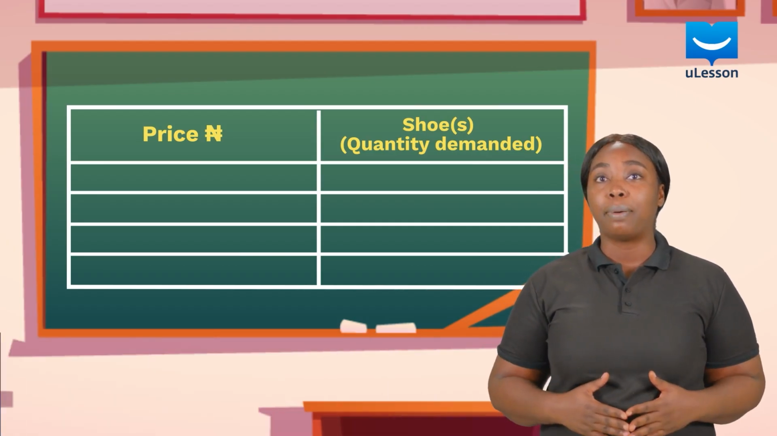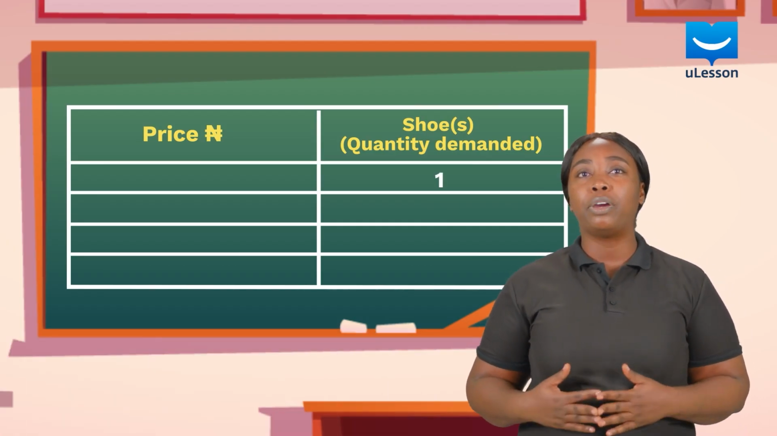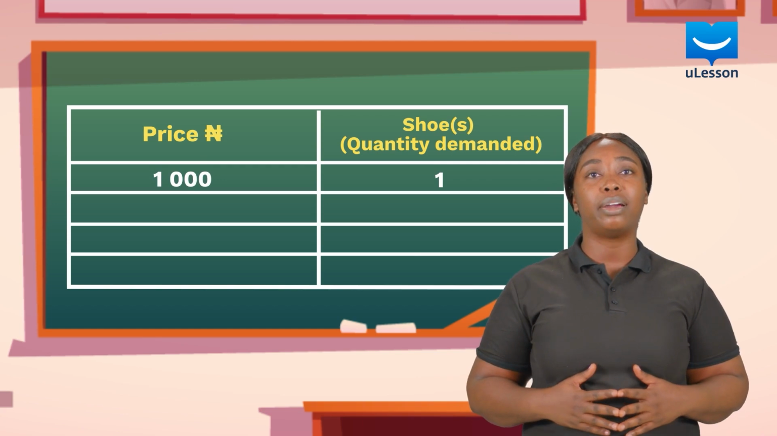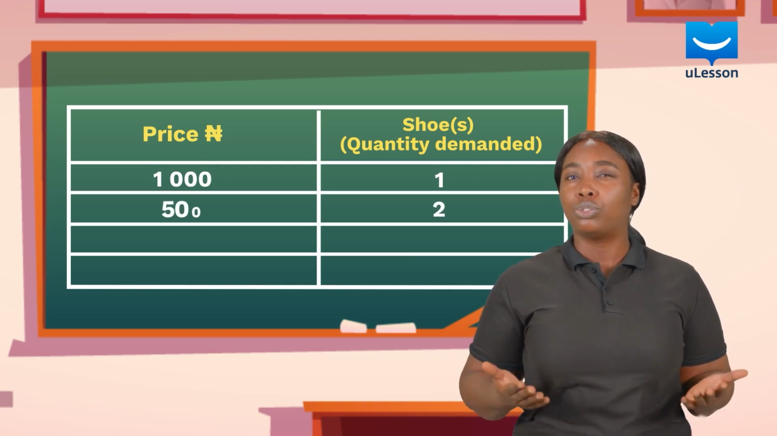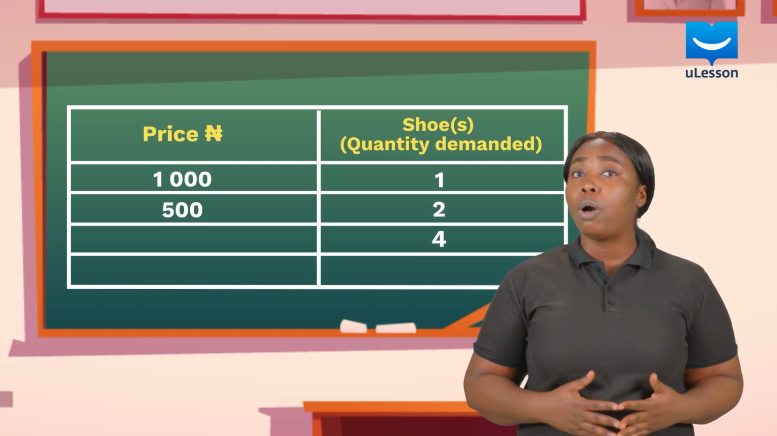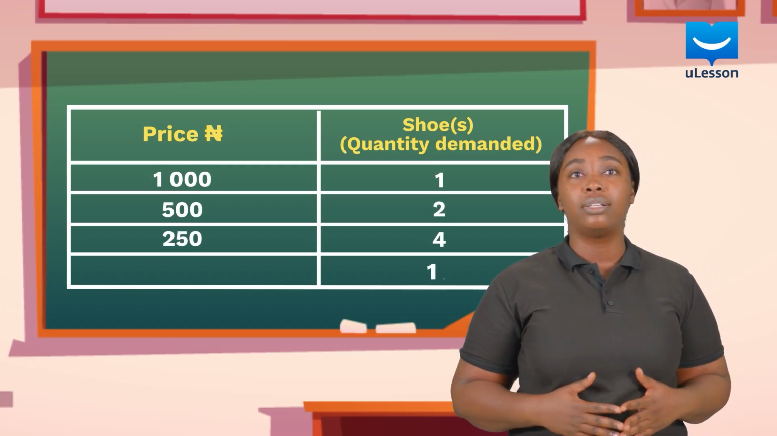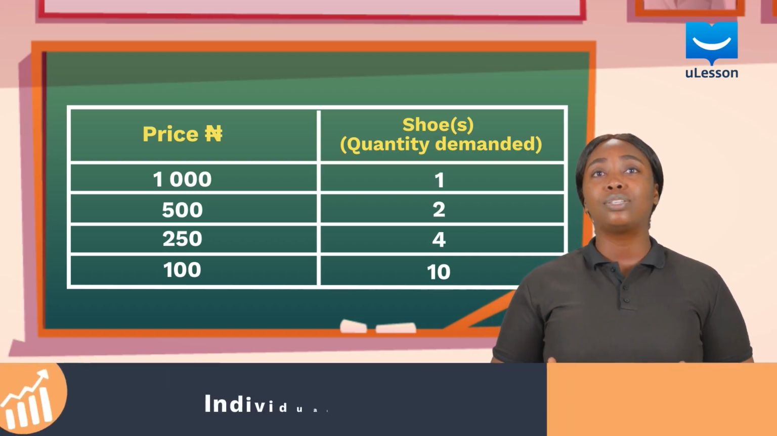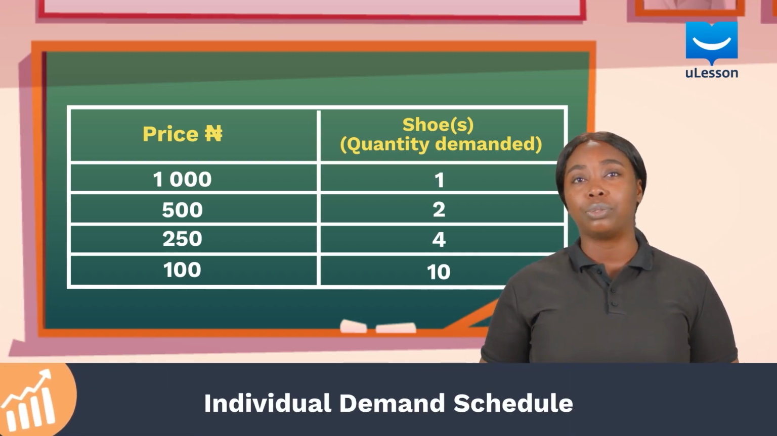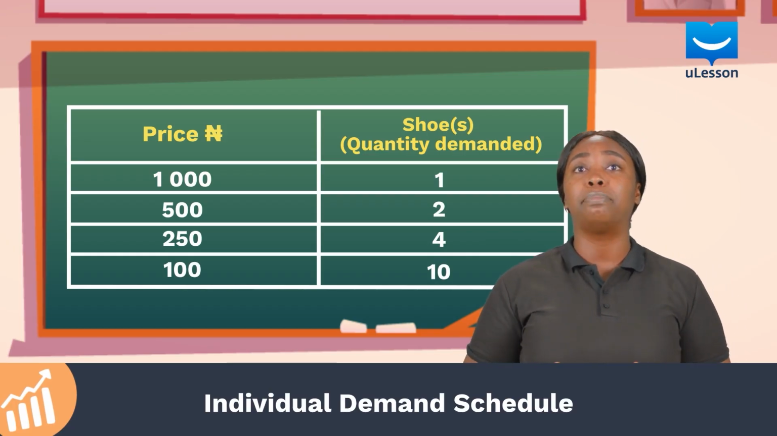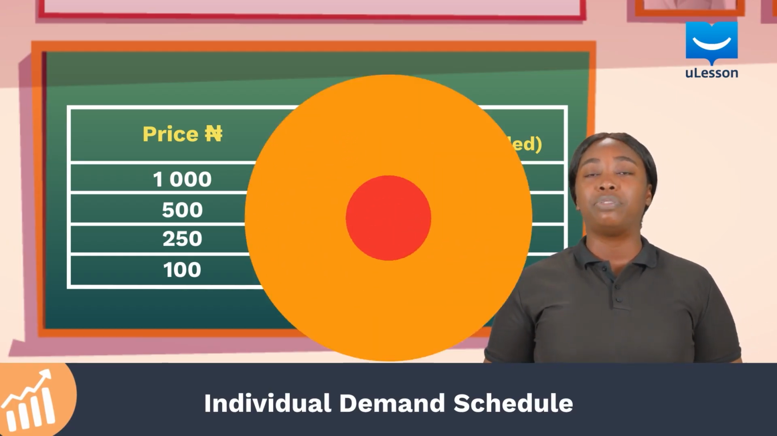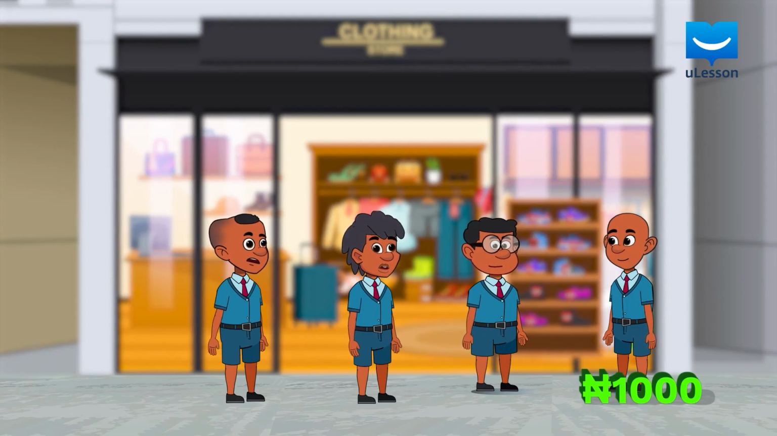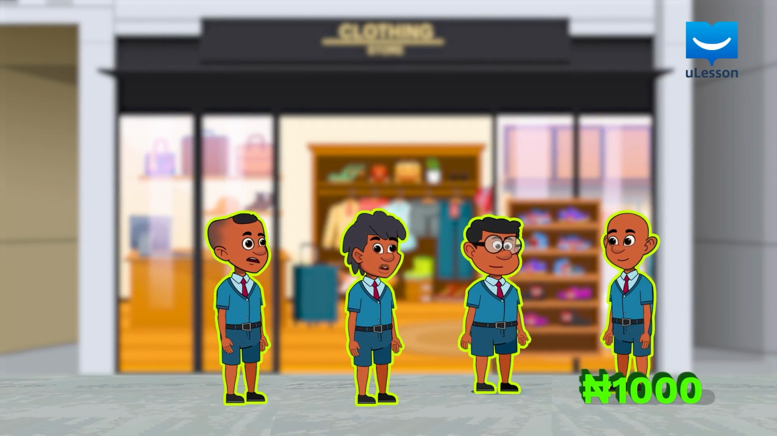Going back to our previous example, Zulu can afford a single pair of shoes if they cost 1,000 naira, 2 pairs if the price drops to 500 naira, 4 pairs at 250 naira, and 10 pairs if they cost 100 naira. This is called an individual demand schedule, and it shows how many shoes Zulu can buy at a given time with different prices. Now, similarly, we can have a demand schedule for Zulu and his friends that show how many shoes they can all afford to buy.